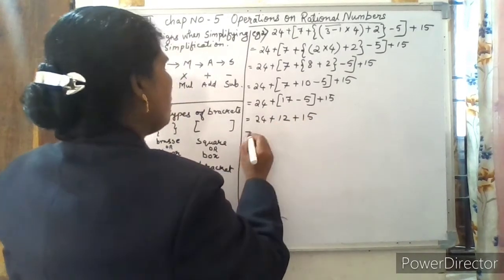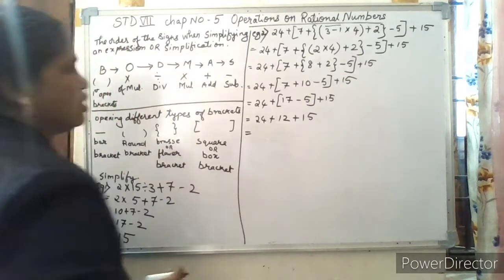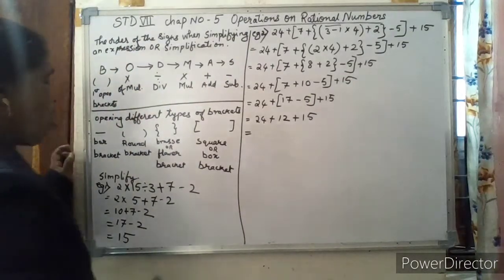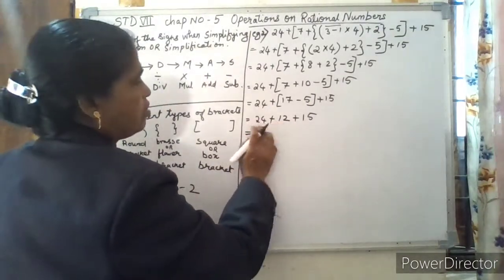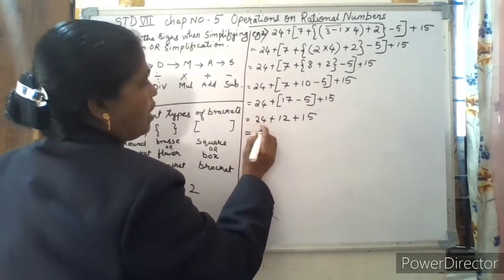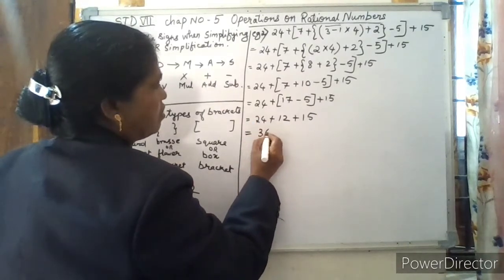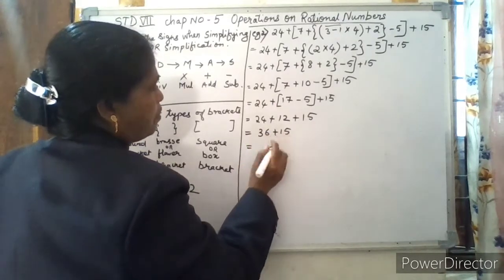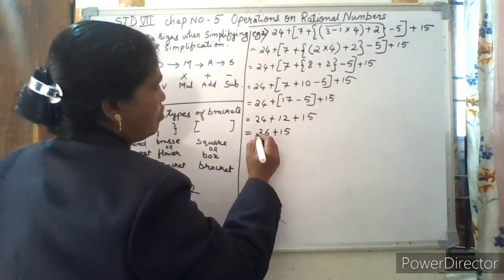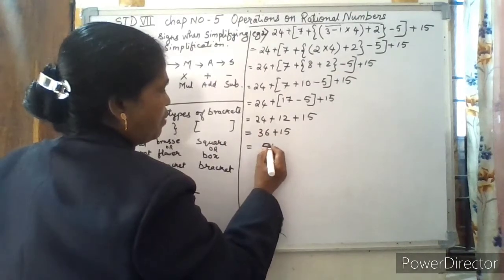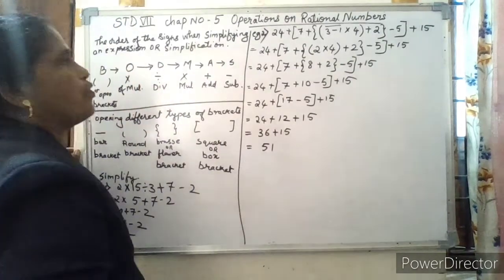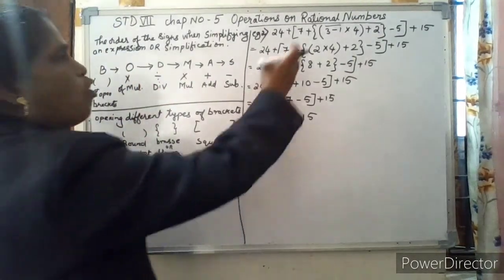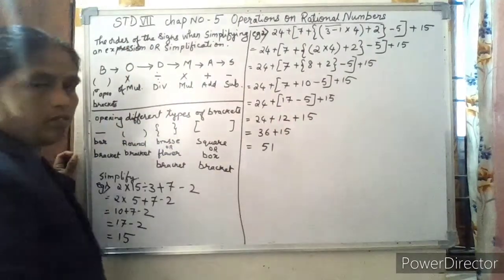Now we have got a very simple simplification with only the operation of addition. So add this: 24 plus 12 is 36, plus again 15. So 6 plus 5 is 11. Carry 1, 1, 2, 3, 4, 5, 51. So the solution is 51. So these are the rules to open the brackets.